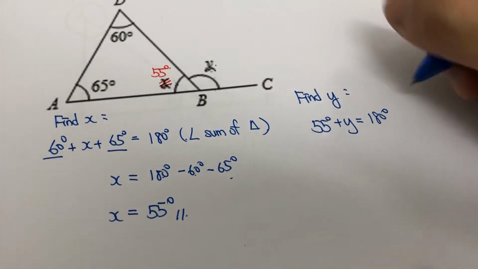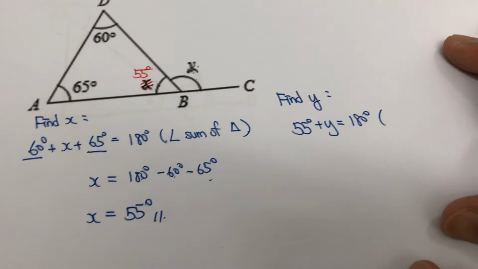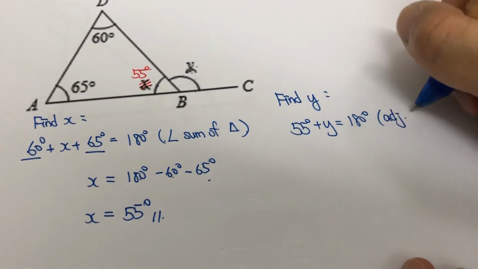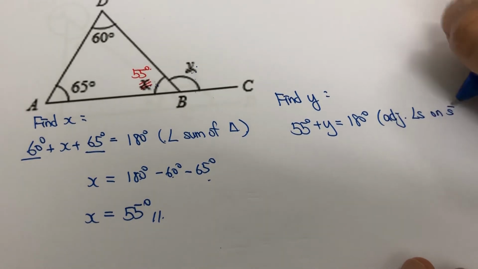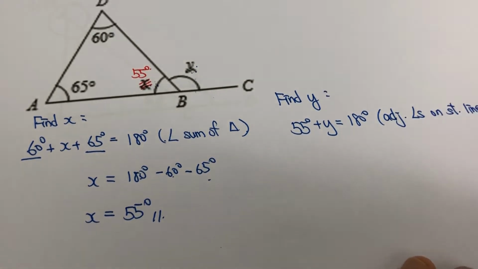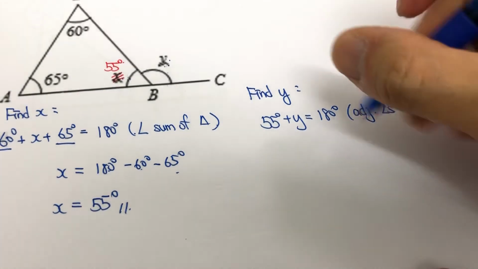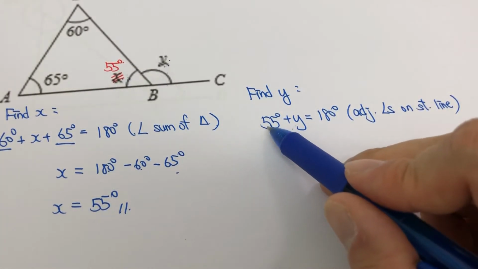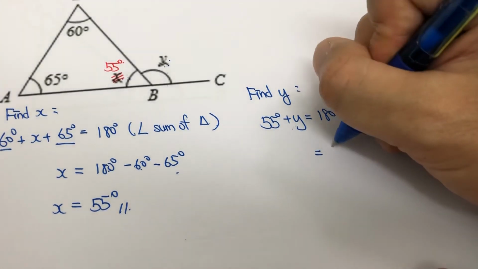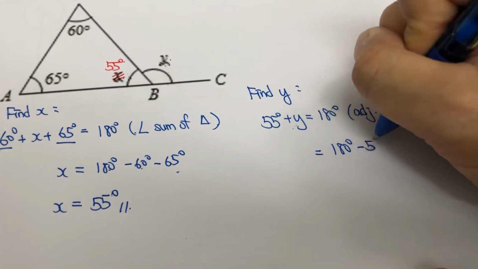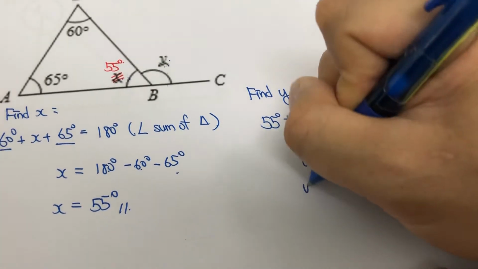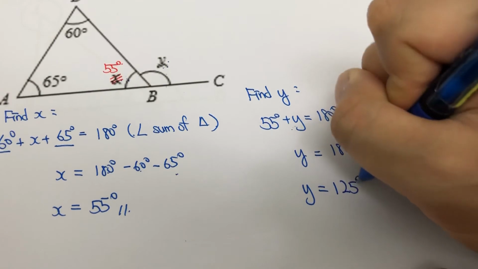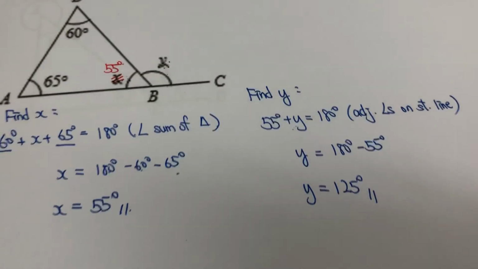Do you still remember the reason? We call this adjacent angles on straight line. Adjacent angles on straight line. So we want to know what is y, right? So let's move the 55 to the other side. 180 minus 55 degree. And then y will be equal to 125 degree. Okay?